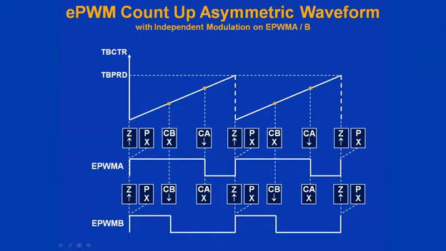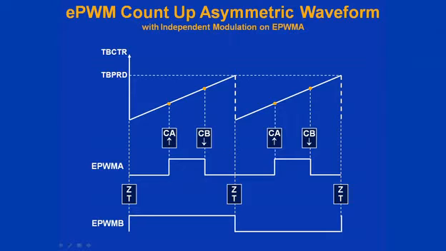The next few figures show how the action qualifier uses the compare matches to modulate the output pins. Notice that the output pins for EPWM-A and EPWM-B are completely independent. Here, on the EPWM-A output, the waveform will be set high on 0 match and clear low on compare A match. On the EPWM-B output, the waveform will be set high on 0 match and clear low on compare B match.